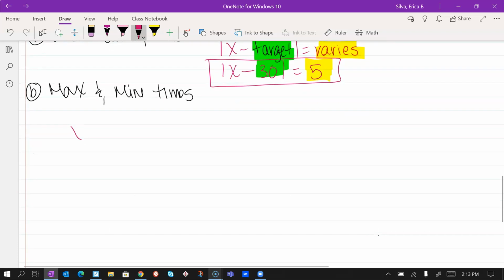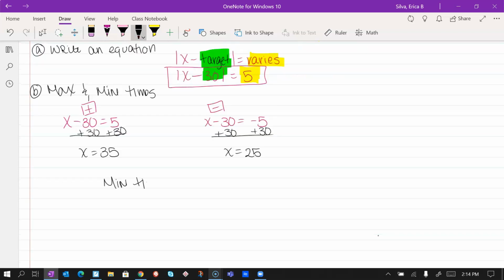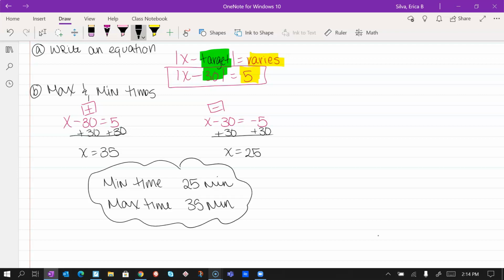So let's do the positive when it's above 30 minutes, and then our negative when it's below 30 minutes. So the minimum time of my route would be 25 minutes, and the maximum time is 35 minutes. All right, we got one more equation and an inequality.